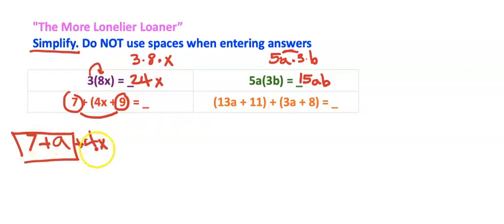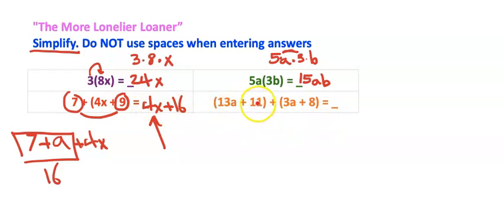Okay, these are like terms. These are not like terms. So the 7 and the 9, we're going to make a, I don't know, 16, I think. Yeah, there we go. So final answer would be 4x plus a 16. It's best practice, students, to always put the variable first. Best practice, variable first. Okay, next one.